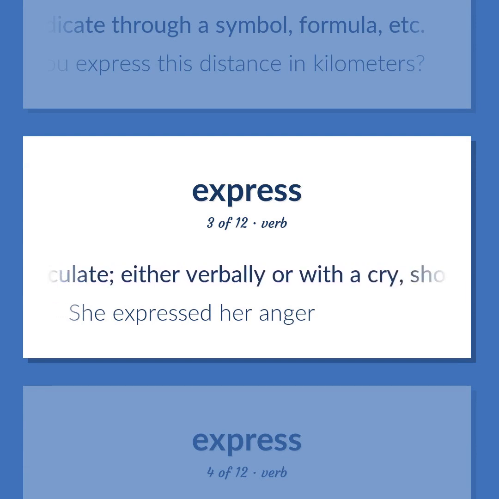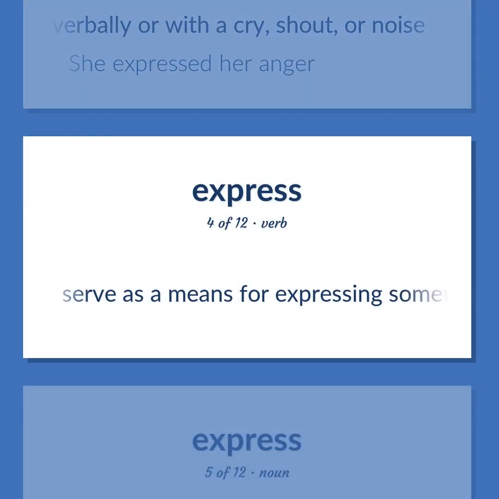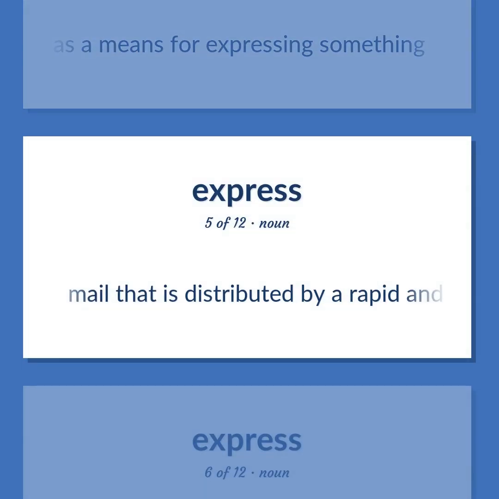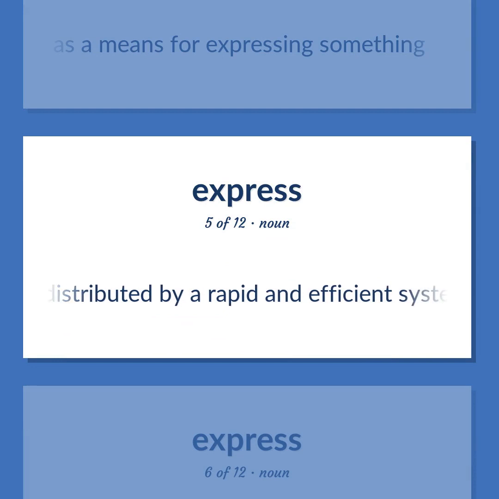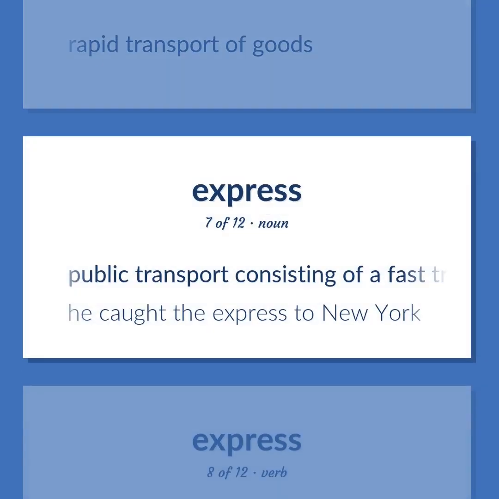Articulate. Either verbally or with a cry, shout, or noise. She expressed her anger. Serve as a means for expressing something. Mail that is distributed by a rapid and efficient system. Rapid transport of goods. Public transport consisting of a fast train or bus that makes only a few scheduled stops. He caught the express to New York.